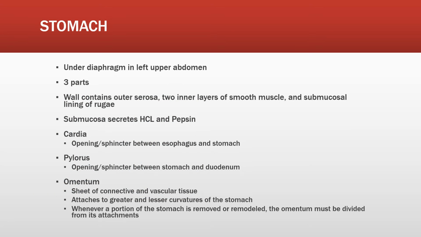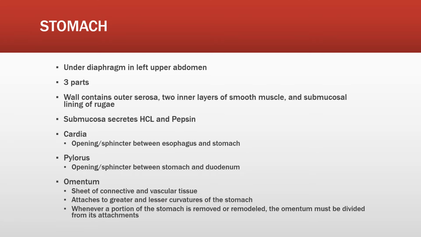All right, our stomach sits below the diaphragm in the upper left abdomen. It does have 3 distinct parts, those being the fundus, the body, and the antrum. The wall contains outer serosa, 2 inner layers of smooth muscle, and a submucosal lining of rugae. Remember these, if you remember from anatomy, these are folds in the submucosal lining of the stomach. That's referred to as rugae. That means folds. And that's what allows our stomach to distend when we eat and fill.